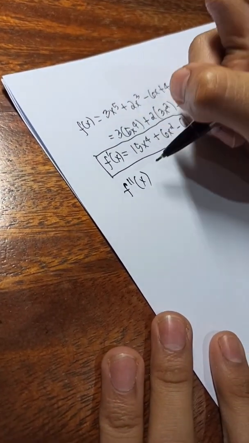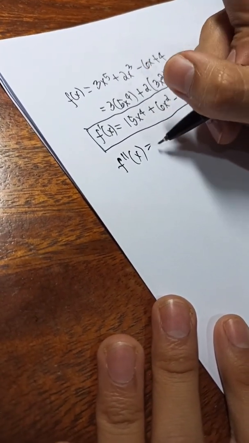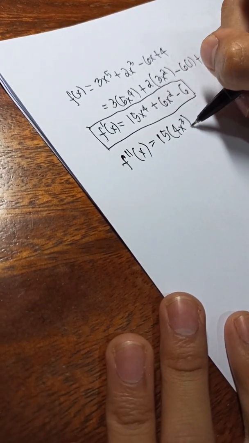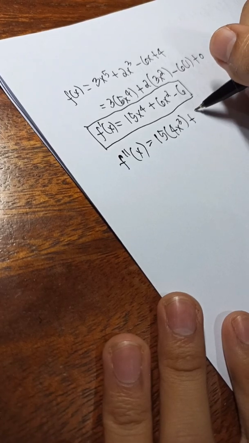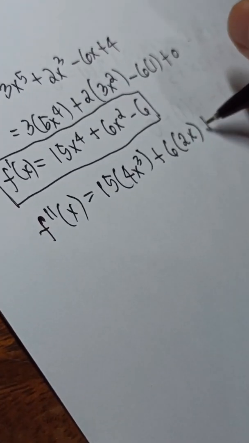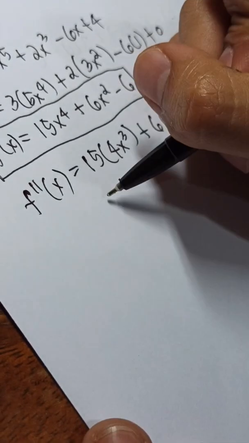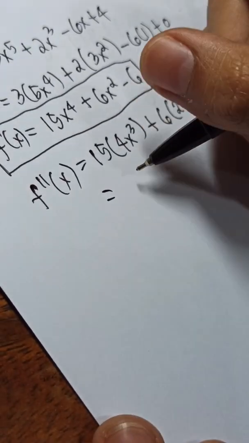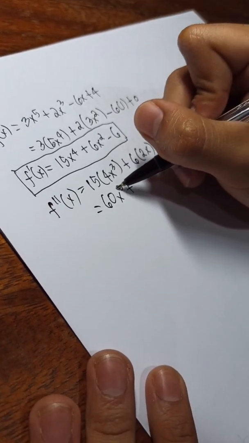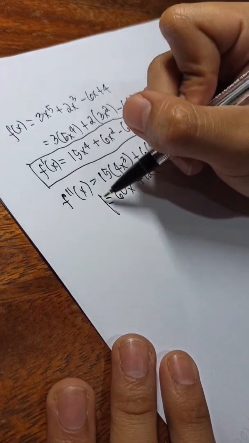So the second derivative of the function would be the derivative of the first derivative, which is 15 times 4x cubed plus 6 times 2x plus 0, wherein 0 is the derivative of negative 6. This will give us 60x cubed plus 12x. So this will be our second derivative.